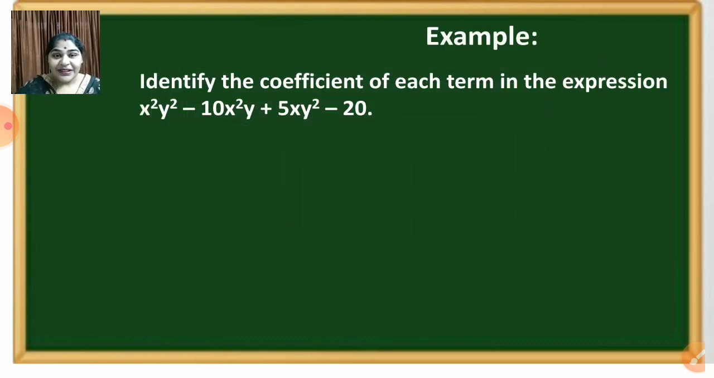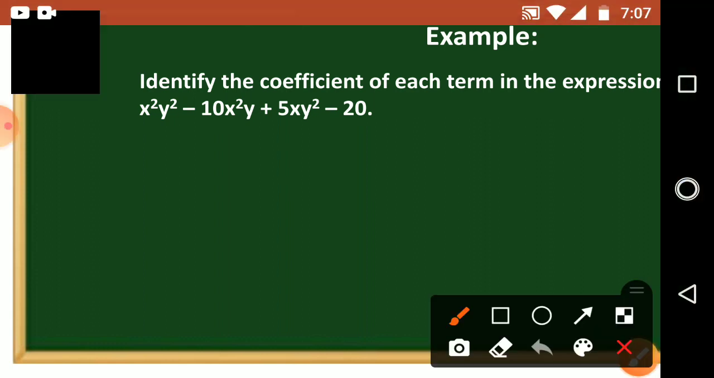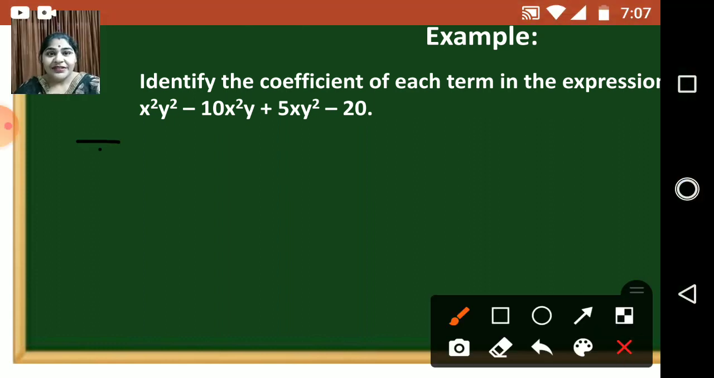One more example we will see, children. Identify the coefficient of each term in the expression. So first of all you will write the terms here, okay, and here you will write the coefficient.